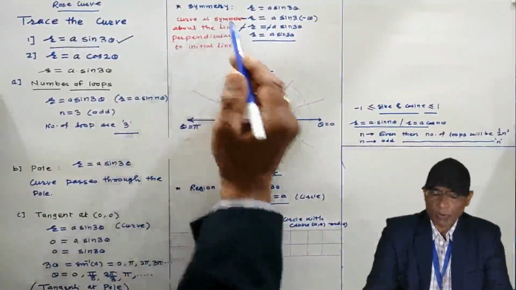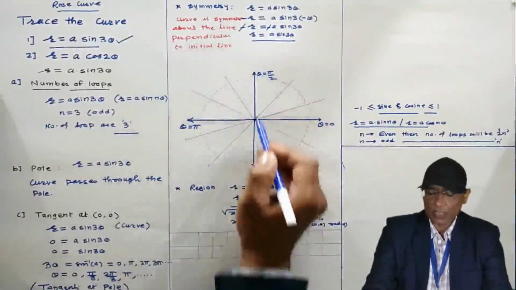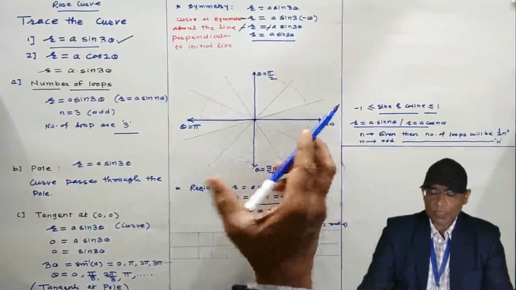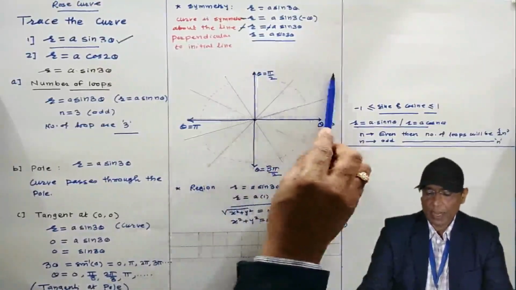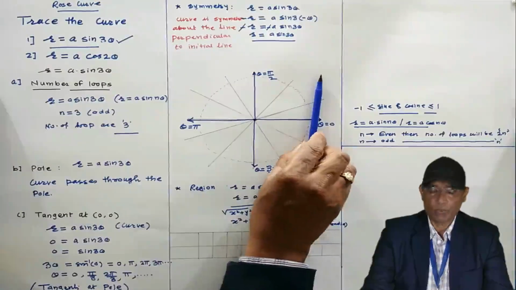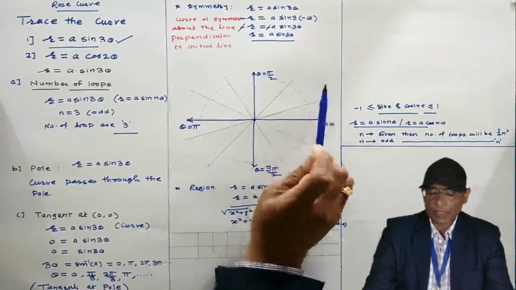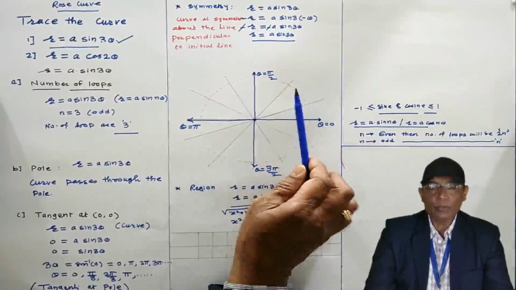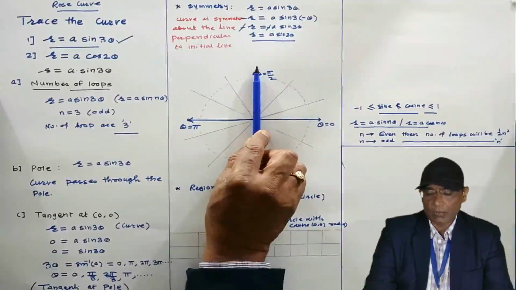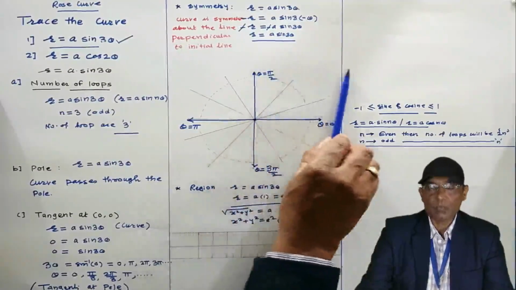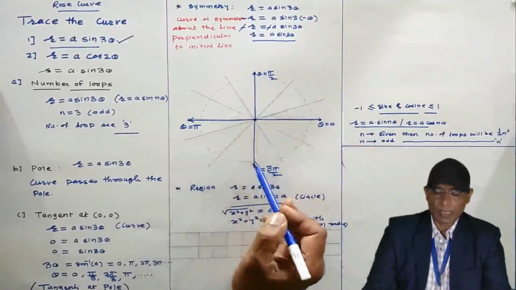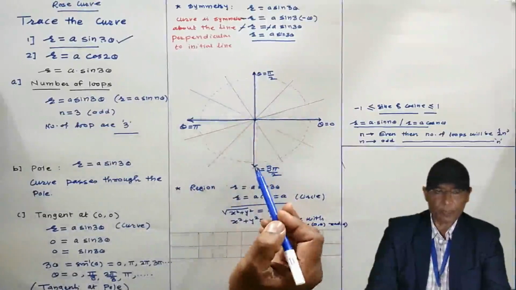This curve is symmetric about this vertical line. This vertical line is perpendicular to the initial line. Means on the right hand side of this line and on the left hand side of this line, the same portion of the curve will be there because of symmetry. So I will be finding values of r for the values of theta which are present in the first and fourth quadrant. This curve is symmetric about this line.